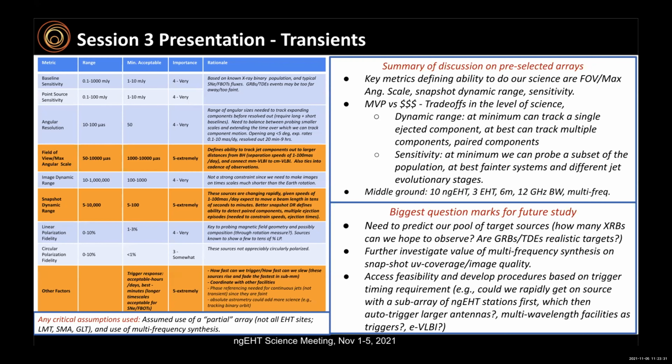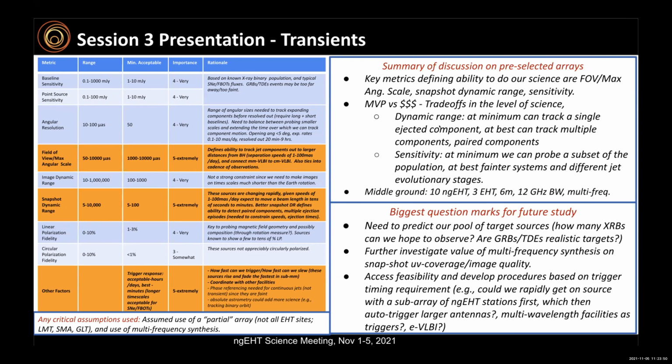And there was also some discussion about the possibility of EVLBI, but I think the general consensus on that was our data rates are just going to be too high for ngEHT. But nevertheless, we still need to discuss these options as well. And yeah, that's all I've got. So thanks very much.